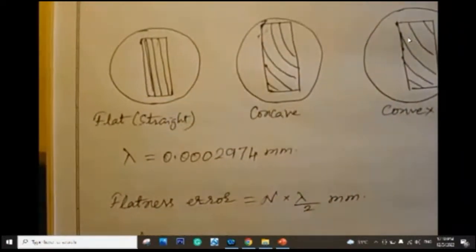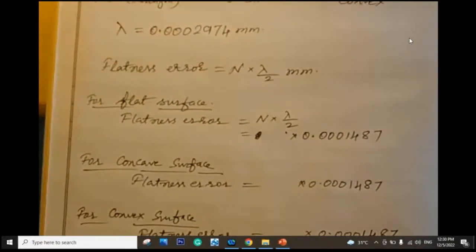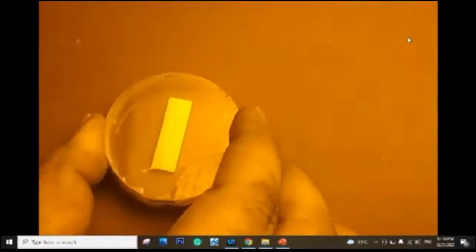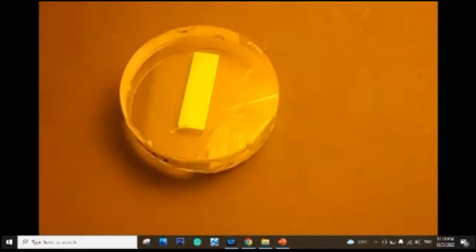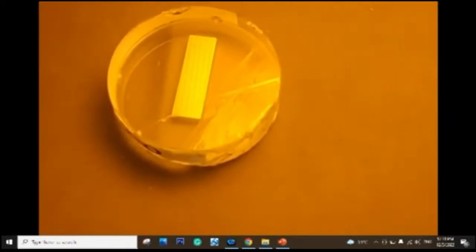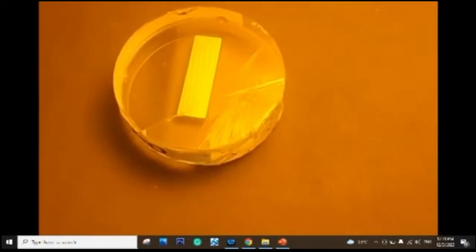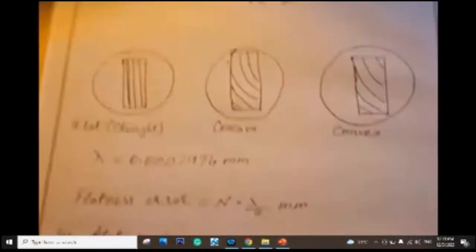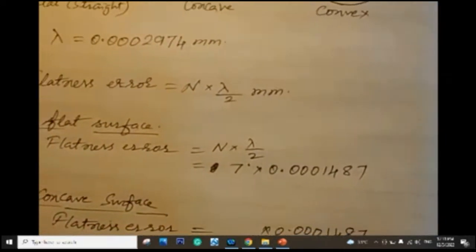You see here, for the flat surface, let us count the number of dark fringes. We have to adjust it so that we get the maximum number of fringes. Just see here, 1, 2, 3, 4, 5, 6, 7 fringes are seen. All the fringes are in straight lines and they are parallel to each other. Now 7 into lambda by 2. Already I have written lambda by 2 here. Now just find that out, that will give you the flatness error.